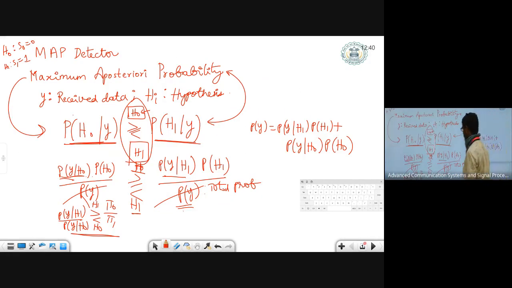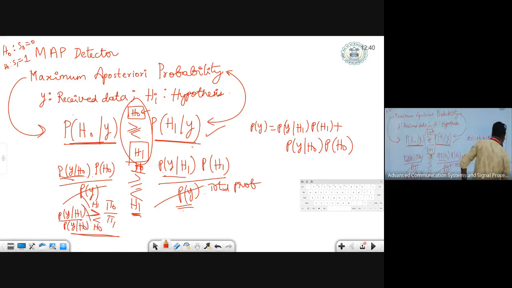See, only two people are talking. In this particular equation, up to this point is right. Here I replace with probability of y given h1 multiplied by p(h1). So these two cancel, p(h1) divided by p(y), probability of y given h0. If this term is greater, I should consider h1.